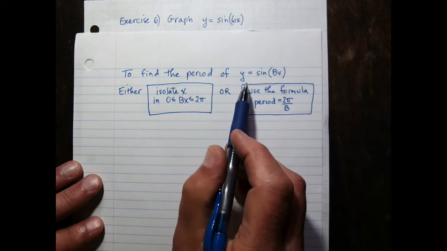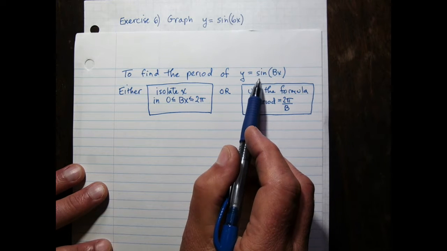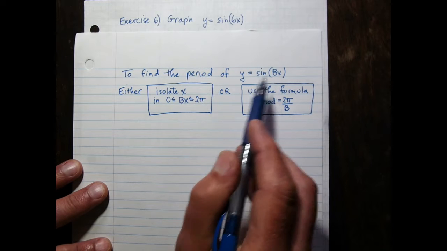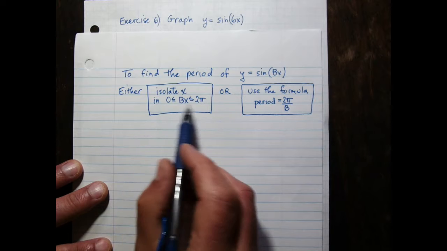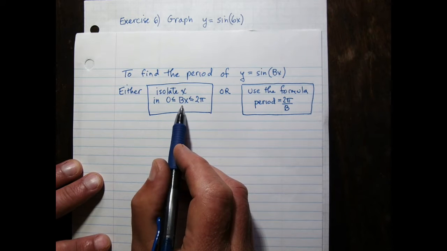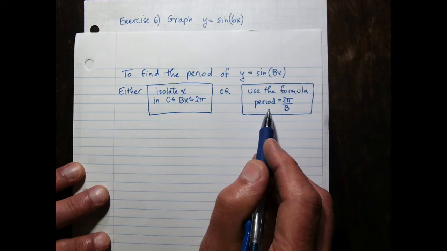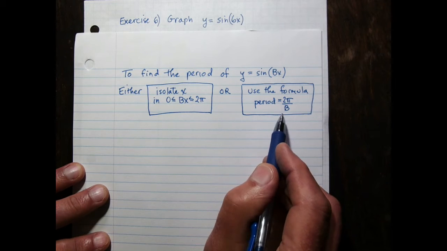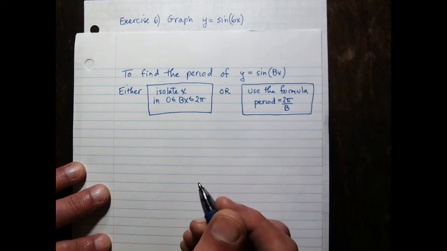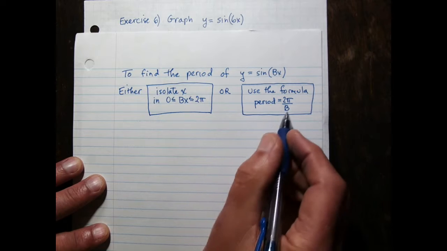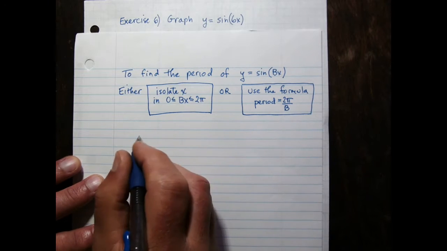In the previous video, we saw that if we want to find the period of y equals sine bx, we could either set up an inequality with 0 and 2 pi at each end and bx in the middle and isolate x, or we can just use the formula period equals 2 pi over b. In fact, this period is exactly what you get from that inequality. So I'm just going to go ahead and use the formula 2 pi over b.